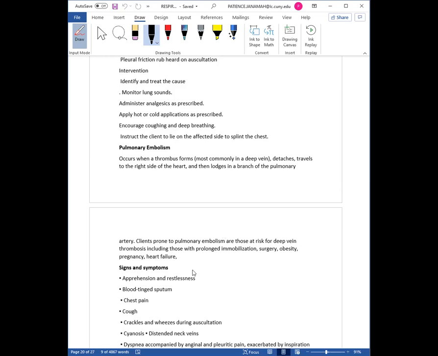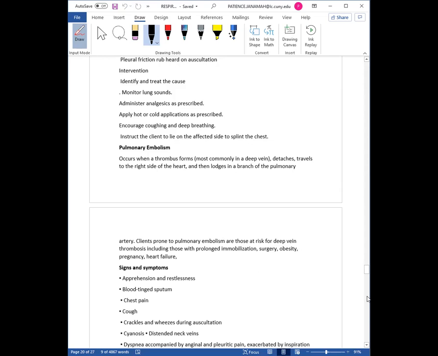So pulmonary embolism occurs when a thrombus forms, most commonly in a deep vein, detaches, travels to the right side of the heart, and then lodges in a branch of the pulmonary artery.